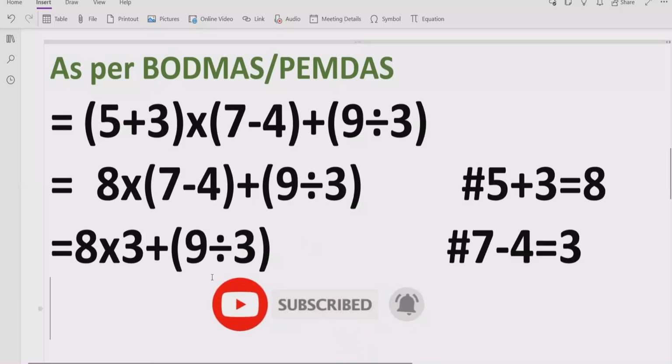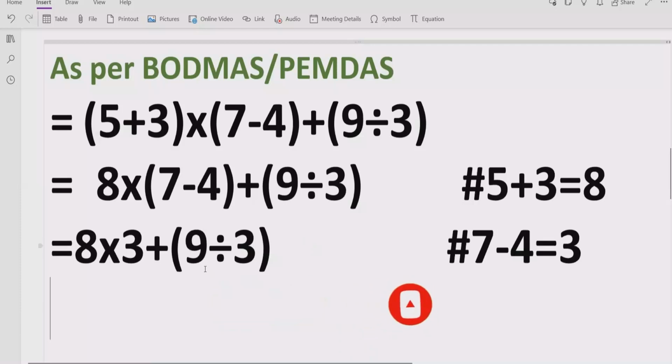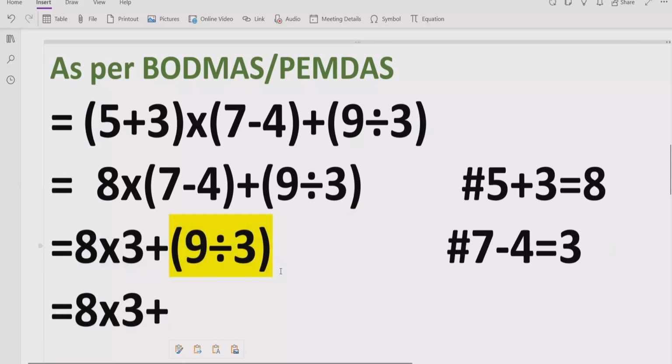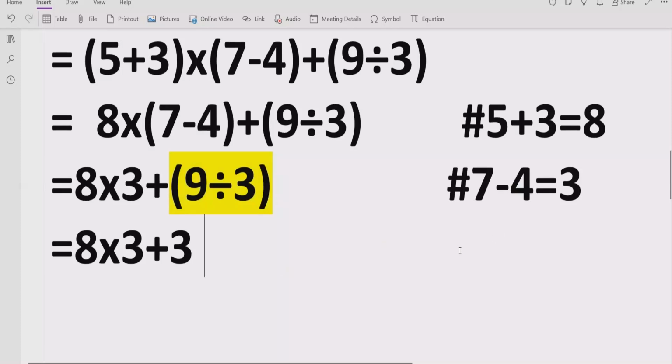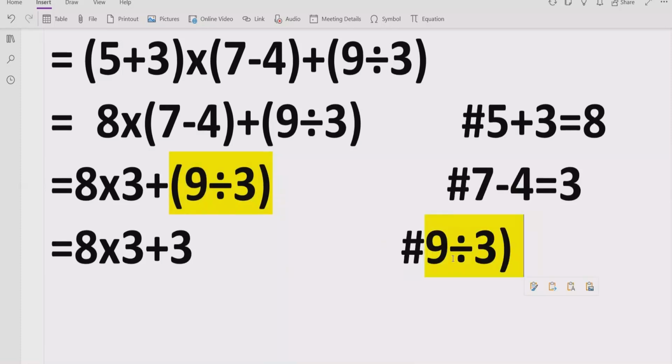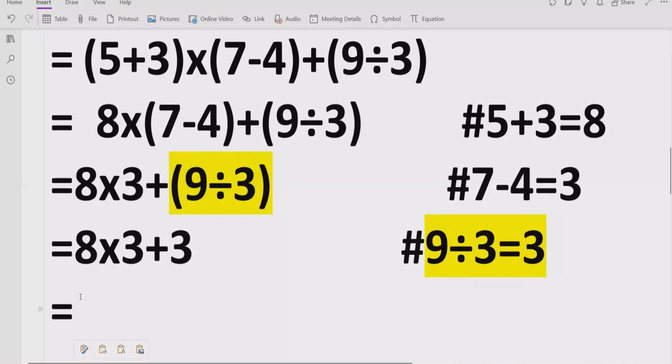Now we have to solve all brackets in our expression. So now we will see that we have another bracket, which is 9 divided by 3. We have to solve this part first. So we will solve this one: 9 divided by 3 equals 3 now. And here we will give the reference: 9 divided by 3 equals 3. Okay, now move forward and solve the other.